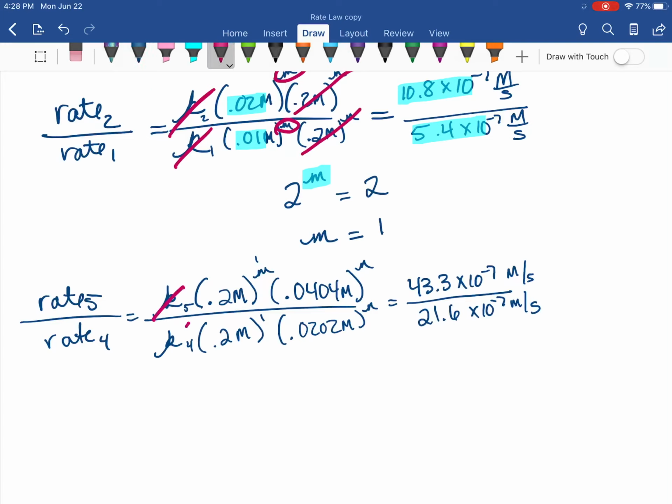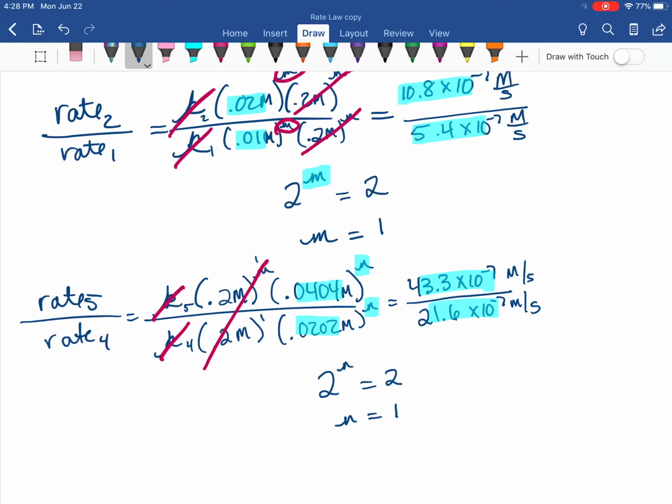So let's look. Again, rate constant will be the same. You get to cancel it. These concentrations are exactly the same. You get to cancel that whole thing. And that simplifies to this with your exponent of n over this. So when you plug that into your calculator, you just got 2 to the n equals 2 again. So what does our n equal? 1.